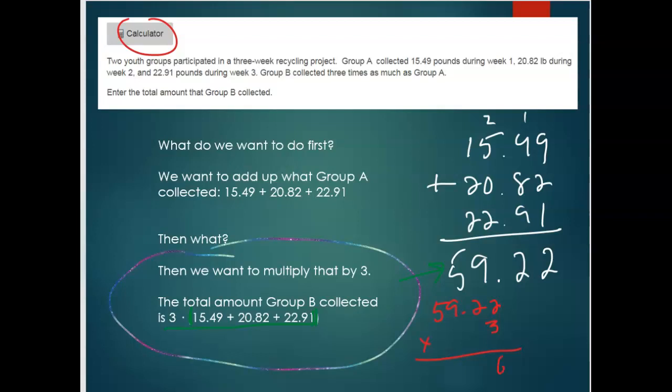3 times 2 is 6. 3 times 2 is 6. Next, I'll be doing 9 times 3, which is 27. And notice I'm not even worrying about the decimal point yet. I'm just going to add it in at the end. 5 times 3 is 15.